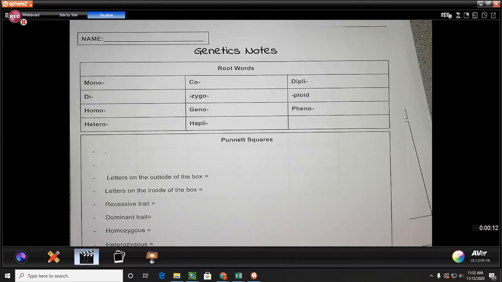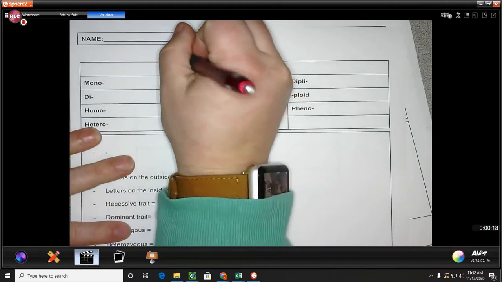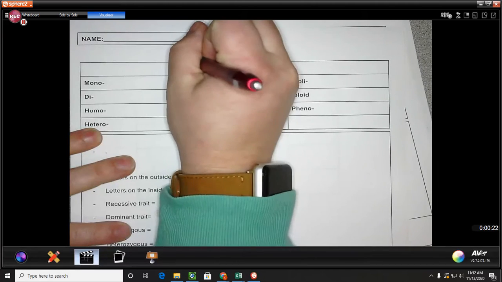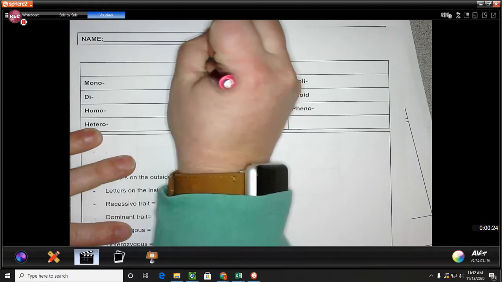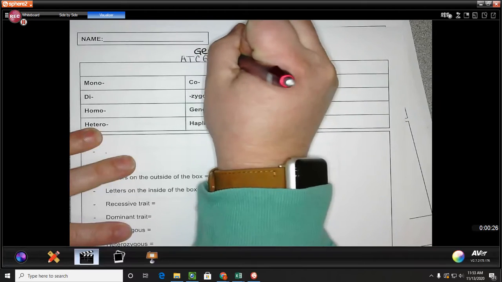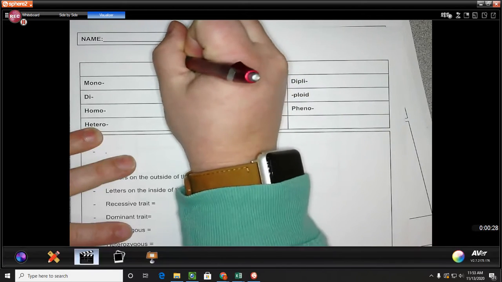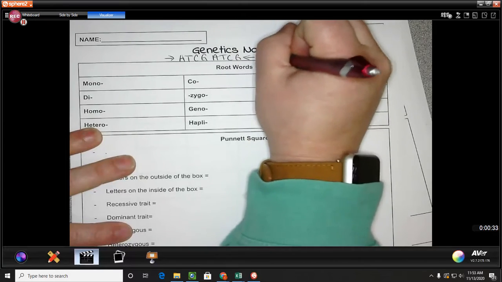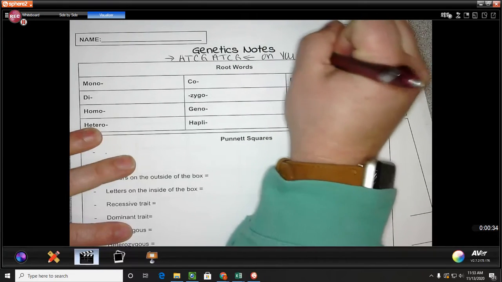Genetics. So, before we start this, one thing to realize is that genetics is DNA. So this is the DNA sequence, like the ATCG. So these are things that are on your DNA.